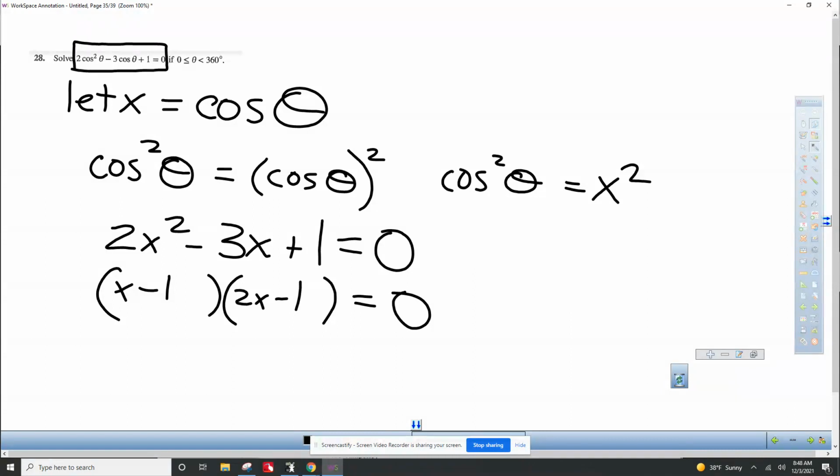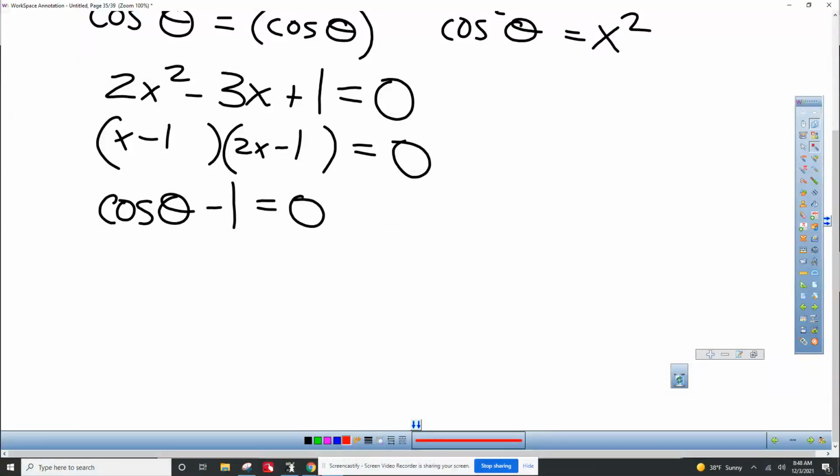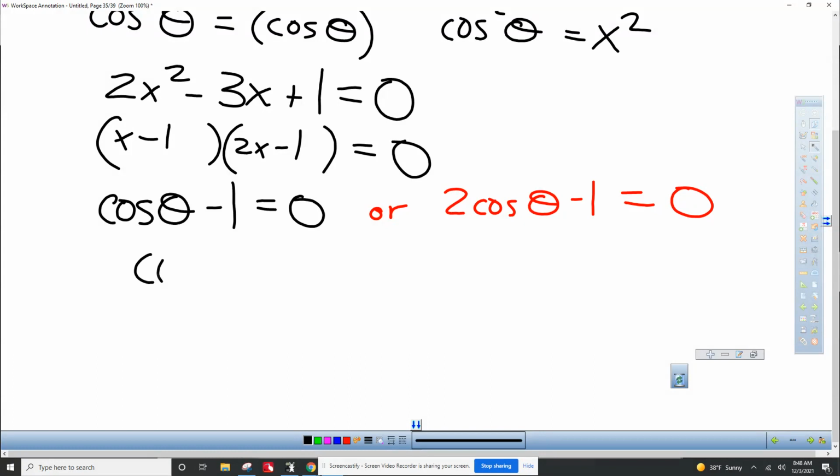Now, what was x again? x is cosine theta. So look, now you just go back and say, cosine of theta minus 1 equals 0, or 2 times cosine of theta minus 1 equals 0, okay? So then over here, cosine of theta is 1.